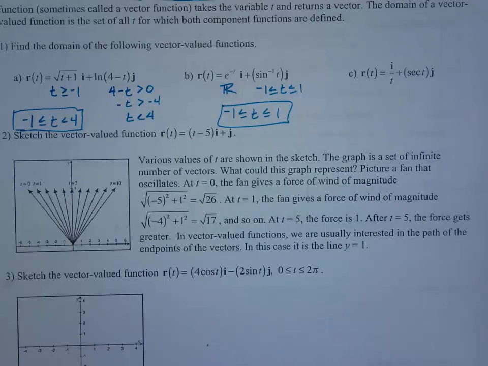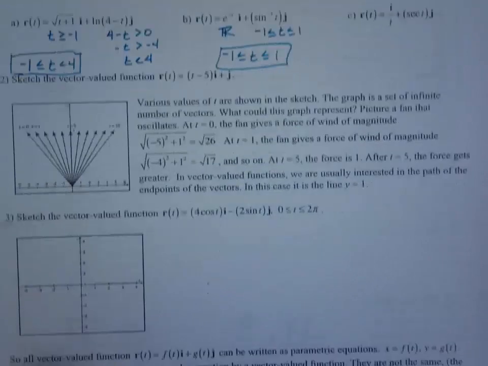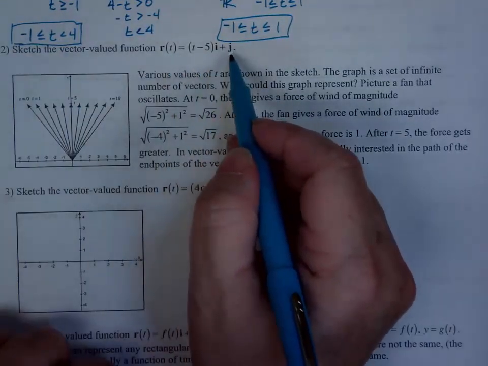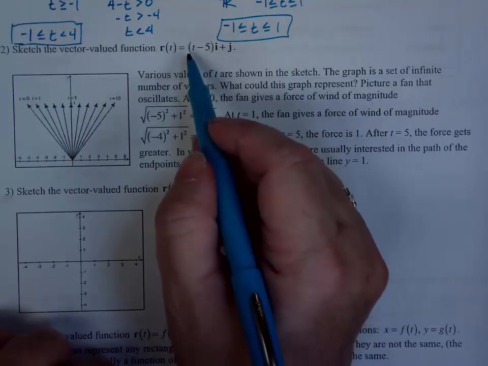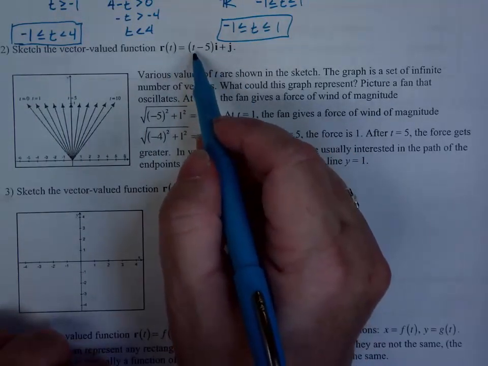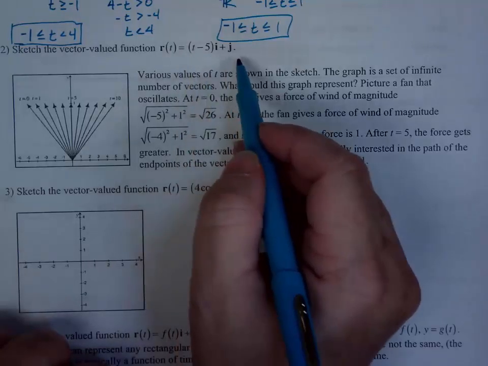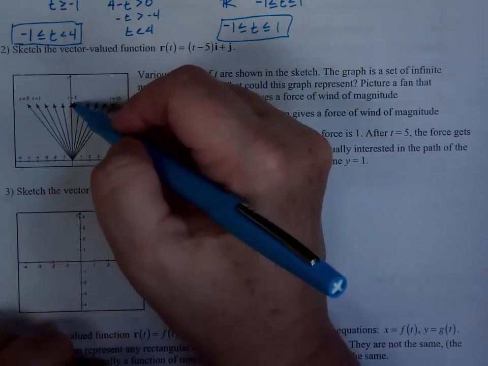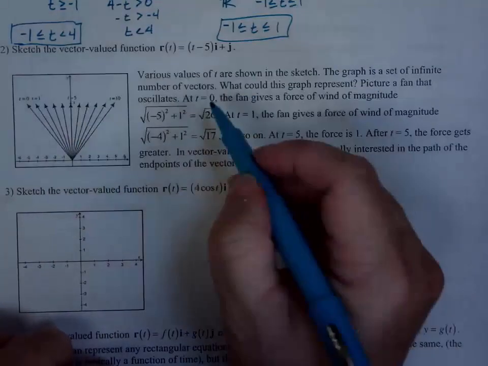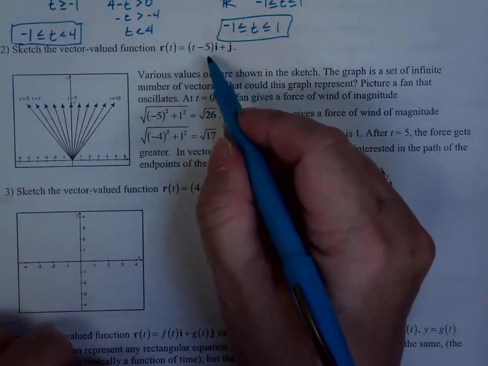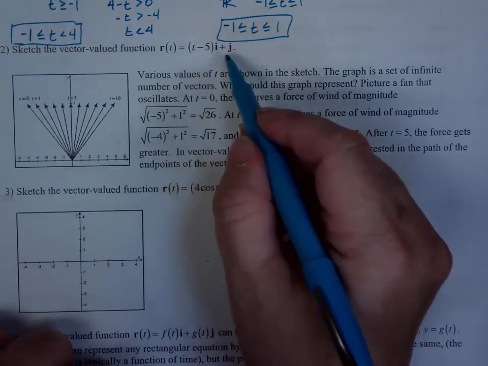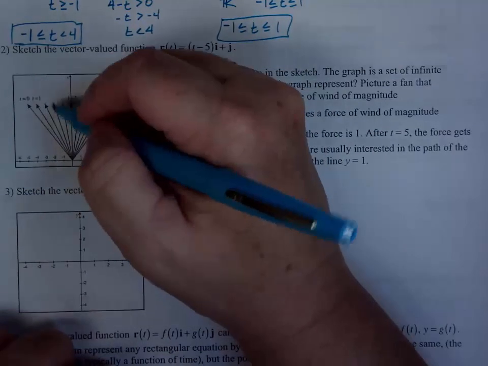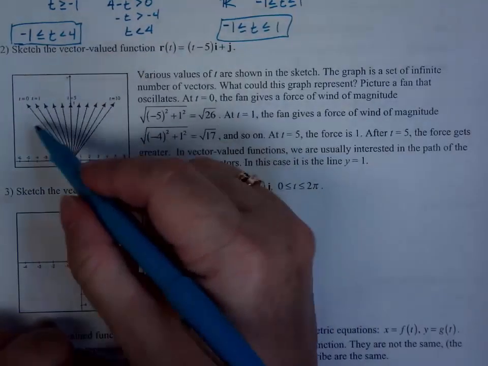Okay. Now, number 2 says to sketch the vector valued function r of t equals t minus 5i plus j. So if you plug in t equals 0, you're going to get -5i plus 1j. So that means you go -5i up to 1j. 1 is a huge jump here. Draw the vector. Then you plug in 1. That would be -4i plus 1j. So you move over to -4, go up to here, draw the next vector. And you just keep going and going and going. So what are you seeing? It's just a ton of vectors.